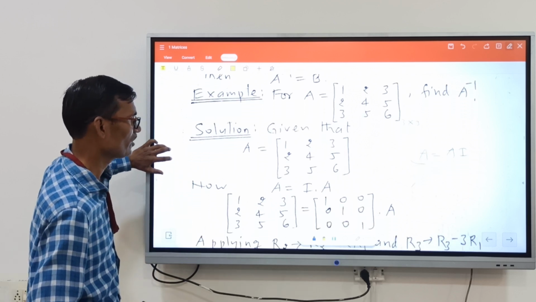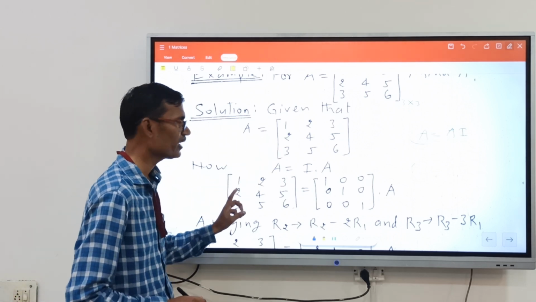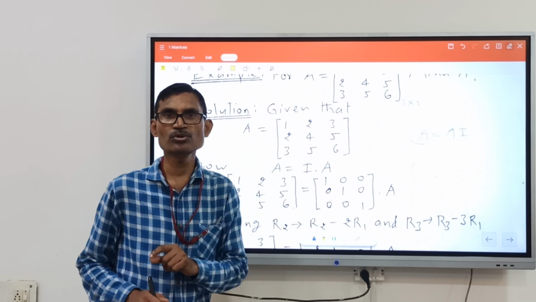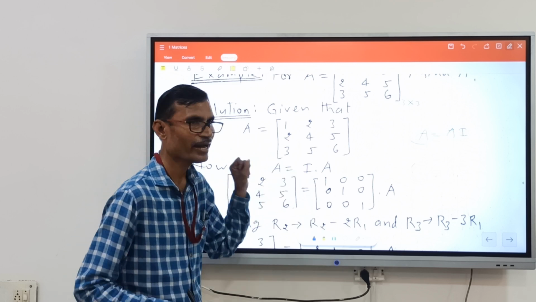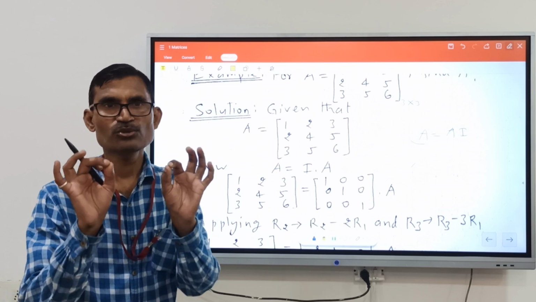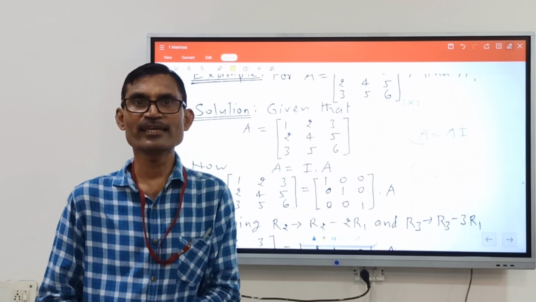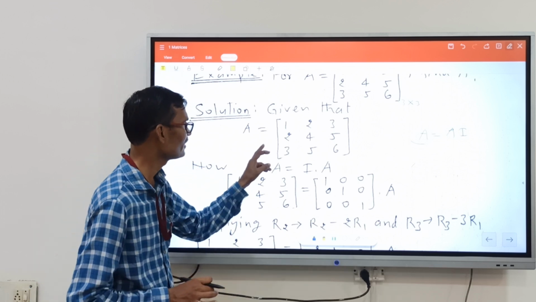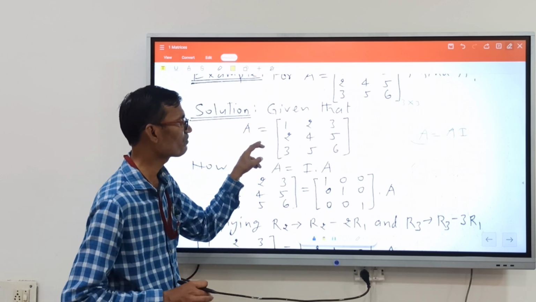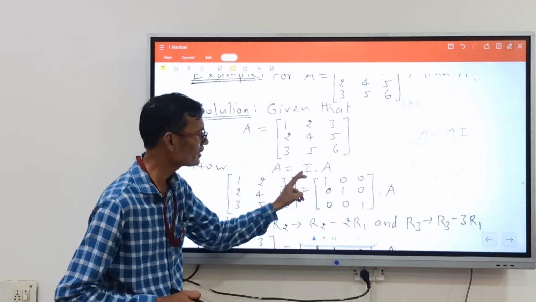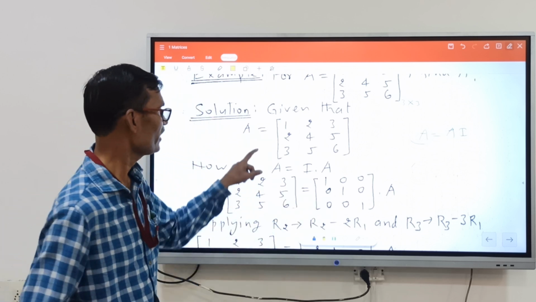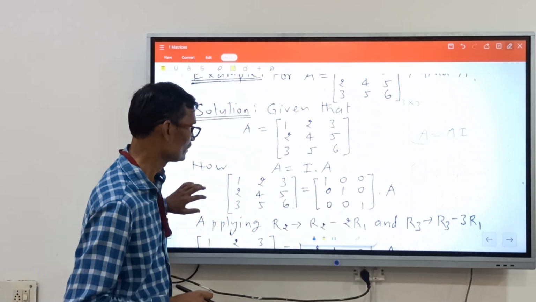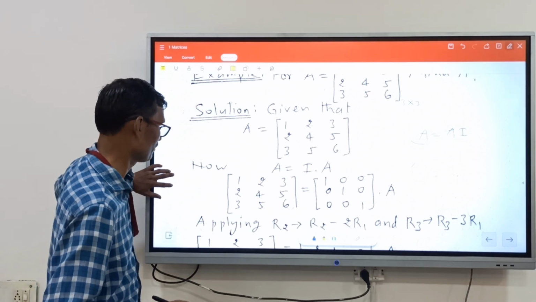Now we just put the value of A on the left hand side and the value of I. I is an identity matrix, so the question is, what should be its order? The order of I should be the same as that of the given matrix A. Since our given matrix is of third order, we have to take the identity matrix of third order. If A is of second order, then we take I of second order.